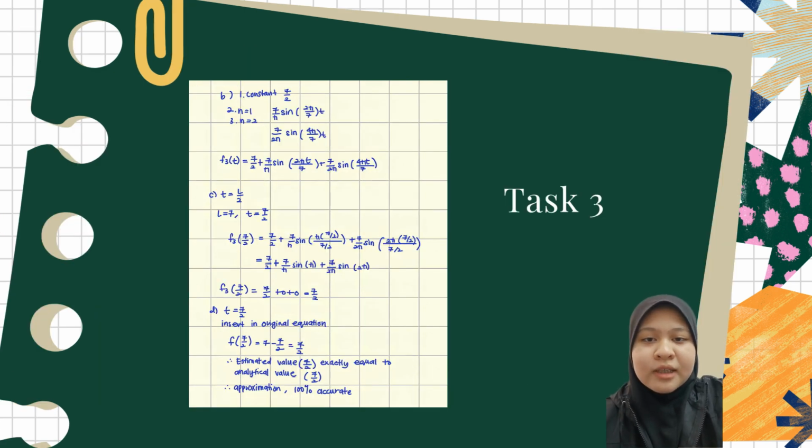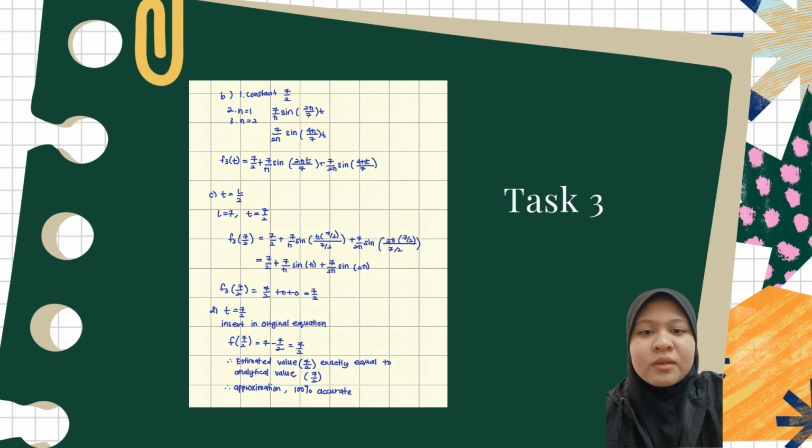For the final part, we verify the Fourier series by using the first three terms of the expansion. The approximation is f3(t) equal to 7 divided by 2 plus 7 divided by pi times sine of 2 pi divided by 7 times t plus 7 divided by 2 pi times sine of 4 pi divided by 7 times t.